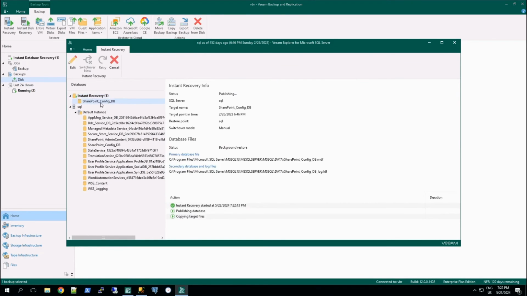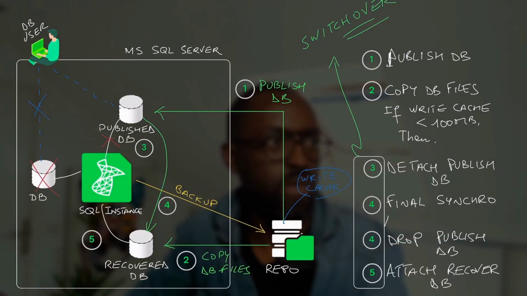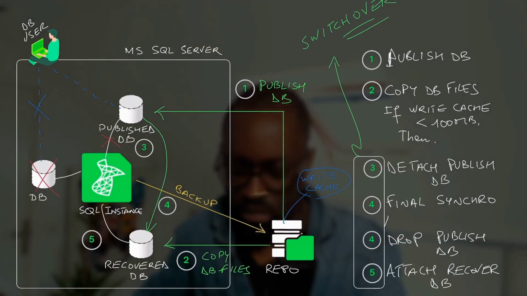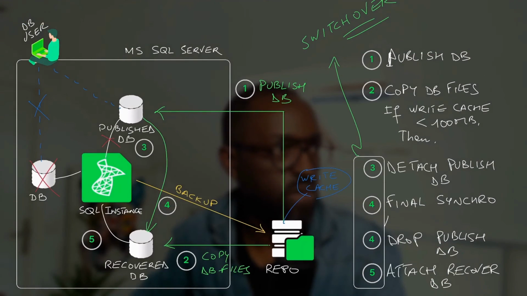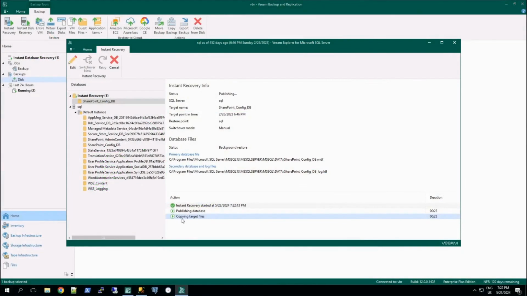I am connecting, instant recovery, SharePoint config DB. You see the first step, publishing database. You see a bit of the diagram here. The publication was the first step. Next, the second step is copy DB files. We can clearly see here the copy target files, the two steps that I described on the whiteboard earlier. The database publication is completed, and the file copying, step 2, continues to take place.